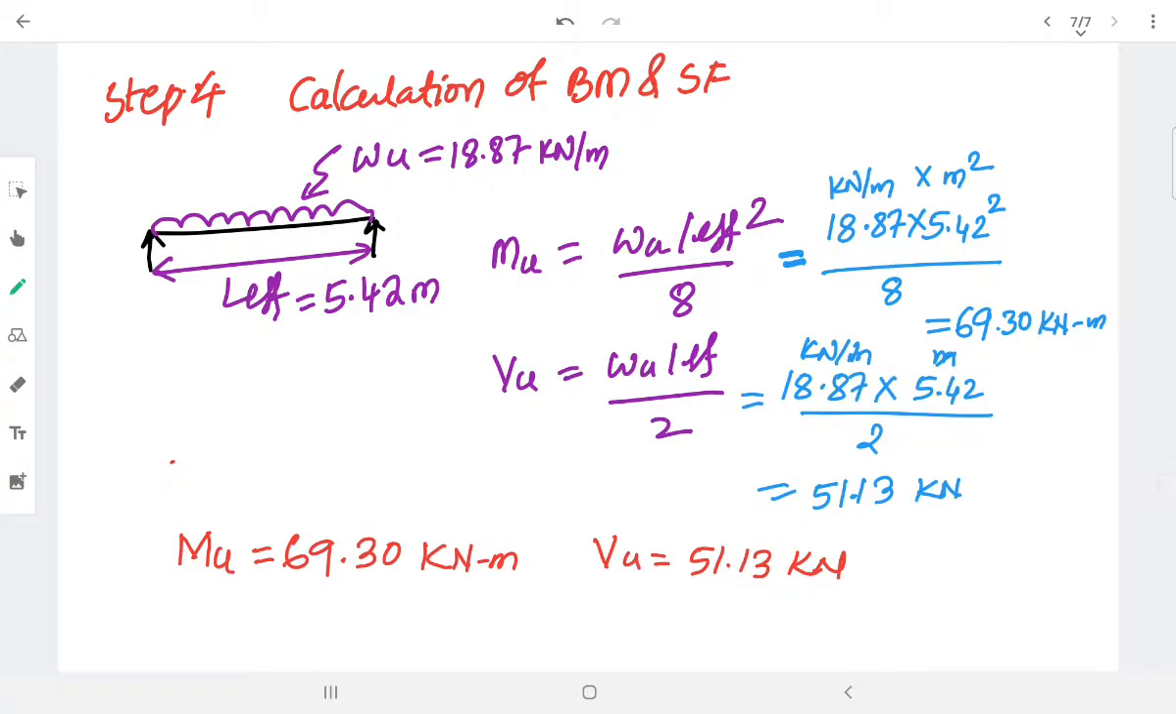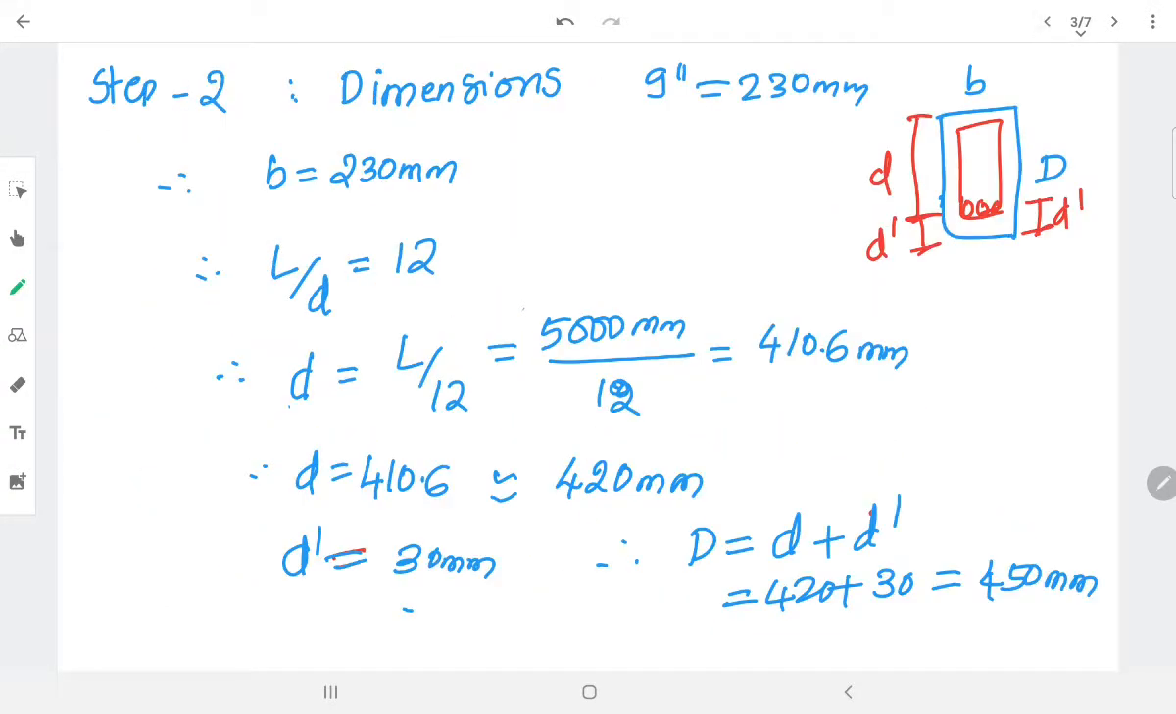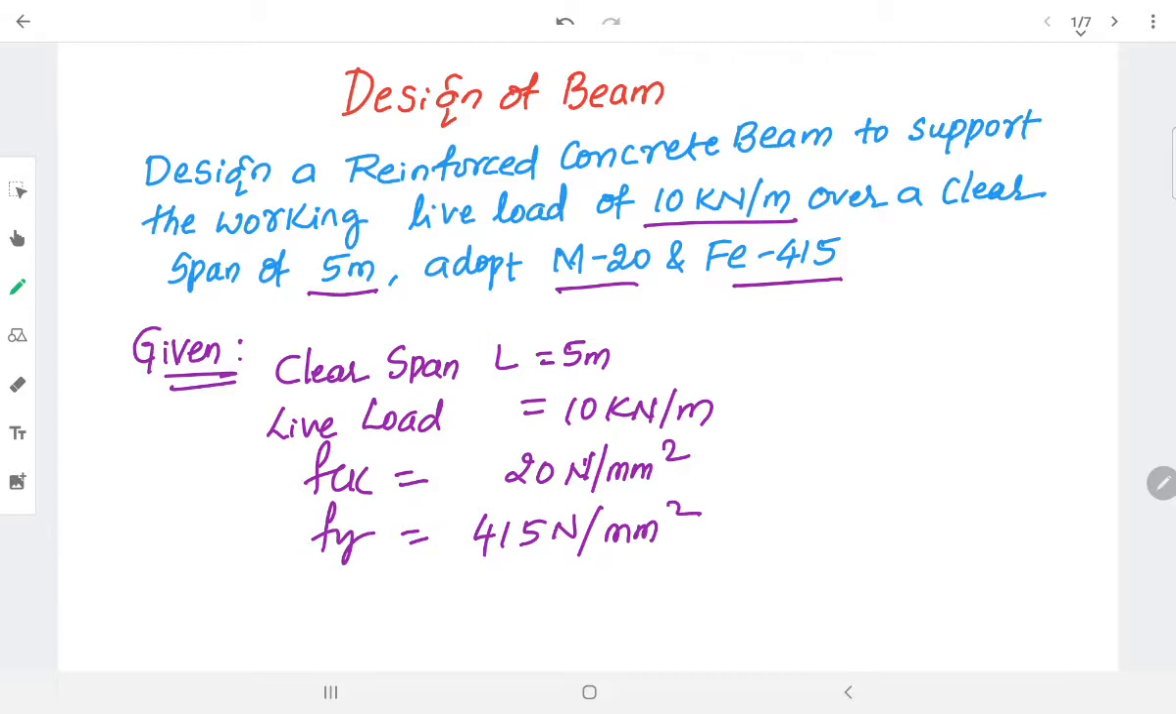In the last video we discussed and calculated the ultimate moment as well as the ultimate shear force. We were designing a beam of span; I'll read out the problem once again. We are designing a beam of span 5 meter and it carries a live load of 10 kilonewton per meter. Grade of concrete we have taken is M20 and grade of steel is Fe415.